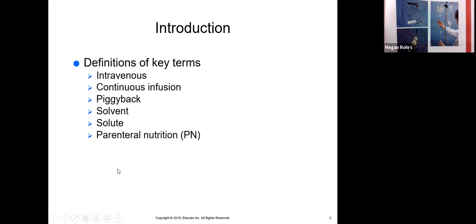And then parenteral nutrition. So this is going to be nutrition that is given parenterally, usually through an IV. So usually we use parenteral nutrition for people who cannot eat by mouth or maybe are needing extra nutrients while they're in the hospital or in a long-term care facility or a hospice house, something like that.